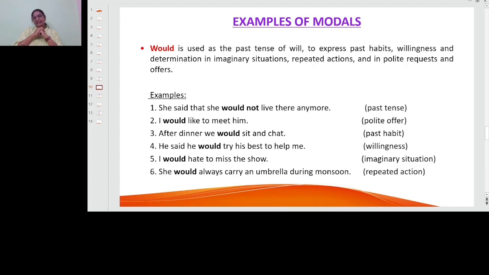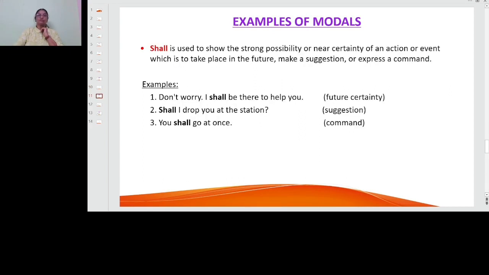She would always carry an umbrella during monsoon. So, this is a repeated action. Whenever she finds the clouds are dark, immediately she puts her umbrella in the bag. She won't even take it out probably. So she would always carry an umbrella during monsoon. So that's the usage of would.